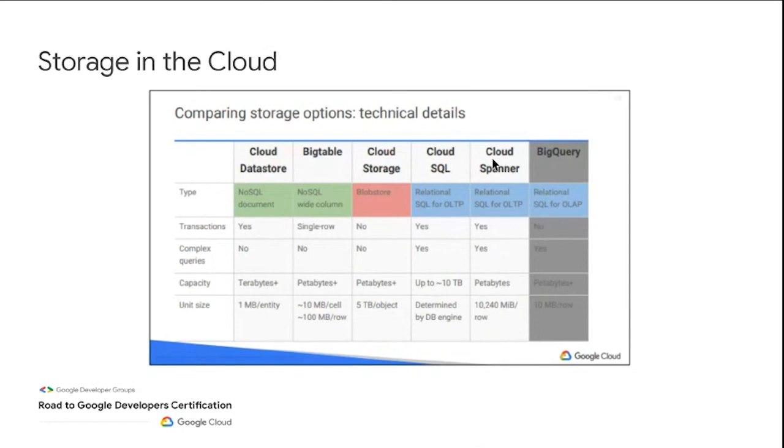The next thing is BigQuery, which is a relational SQL database for OLAP. OLAP is online analytical processing, which means you want to store the data and eventually query it. Not that you want it to be online and store data each second, like thousands of rows per second, and retrieve them at the same time. So you want to use it for analytics and those kinds of workloads. It doesn't support transactions. It can support complex queries, and the capacity is petabytes, and the unit size is 10 megabytes per row.